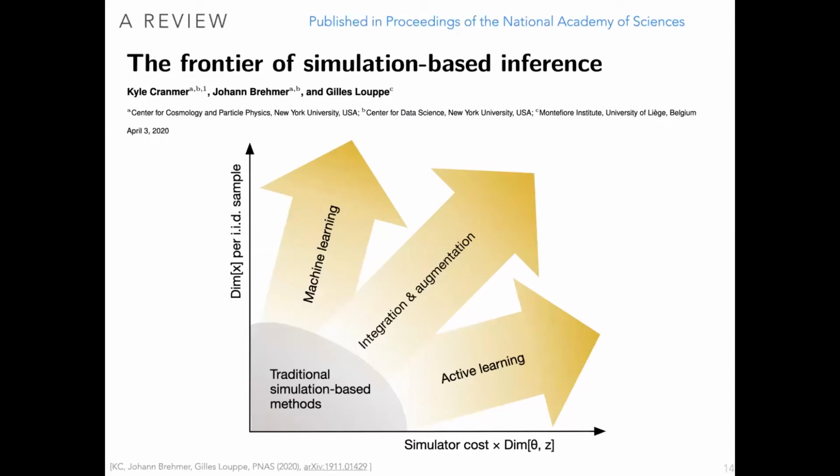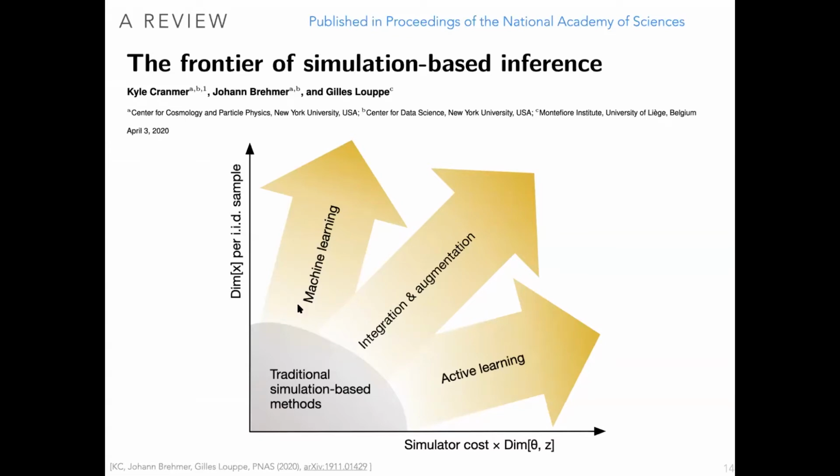So we recently, just this last year, wrote a review on this subject, and we called it the frontier of simulation-based inference. And we have this conceptual diagram of, on one axis, essentially the simulator cost and the dimensionality of the thing that you're trying to infer, whether it's the parameter vector theta or the latent variables z. And then on the vertical axis, essentially the dimensionality of your observed data. And so the traditional techniques that had been developed basically sat down here in the bottom corner. They didn't work very well if your simulator was very expensive, and they didn't work well if your data was high dimensional.